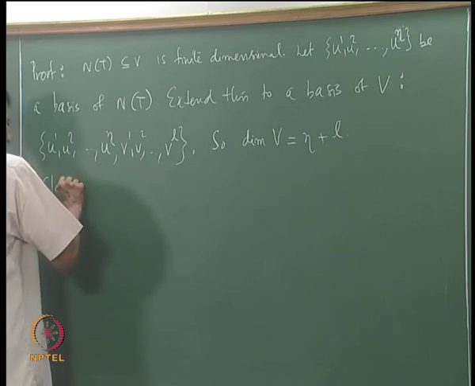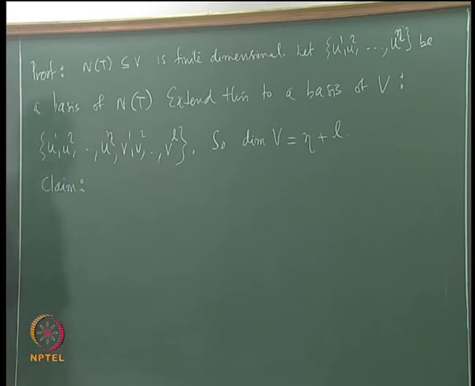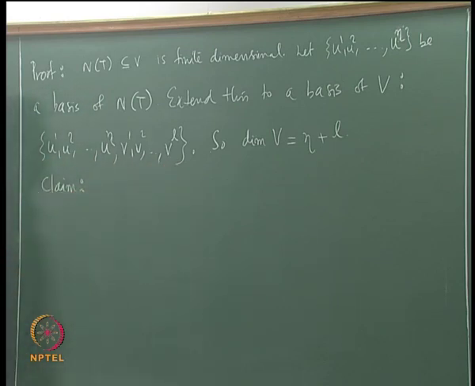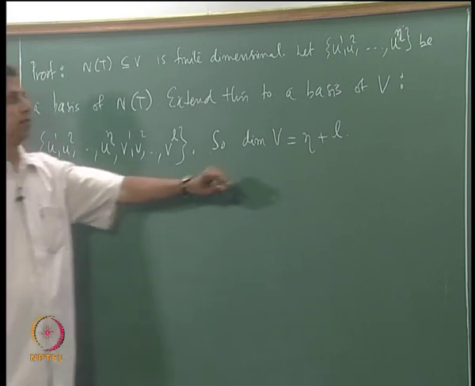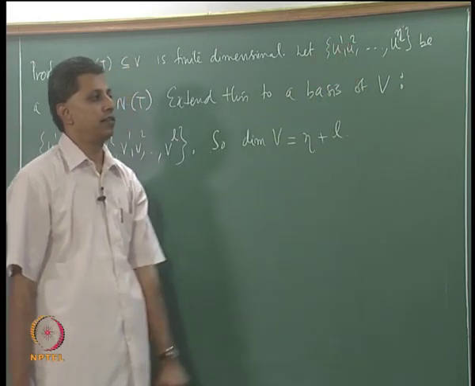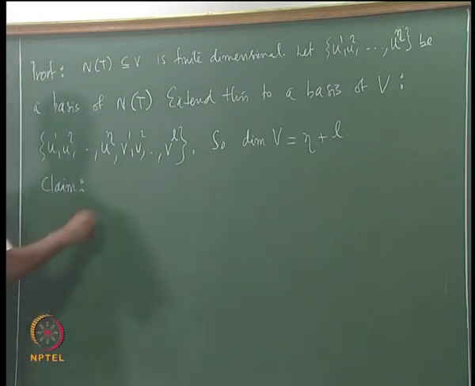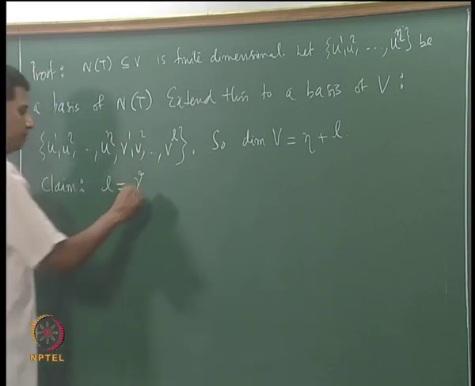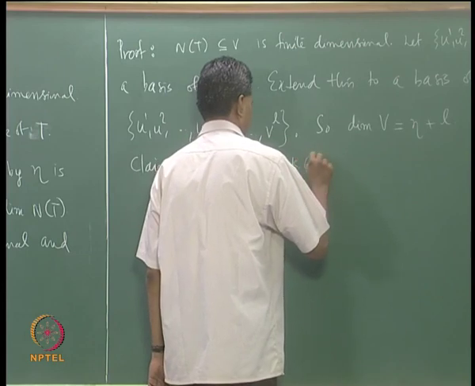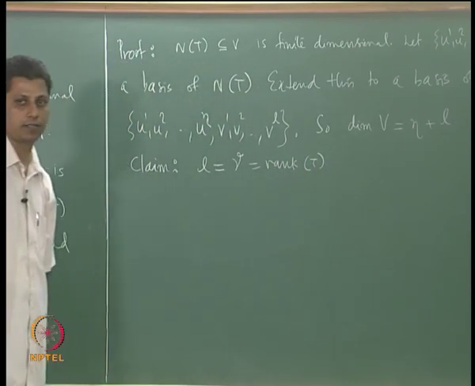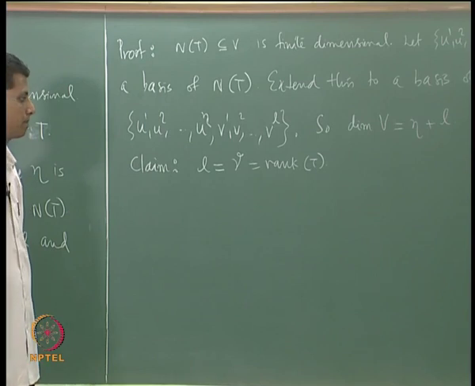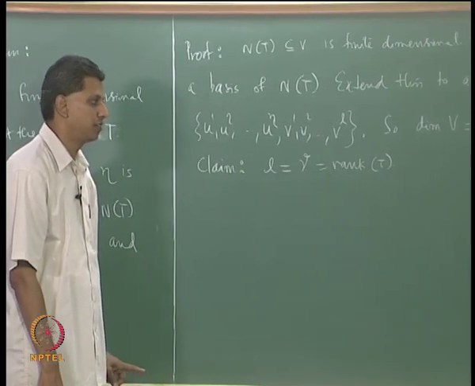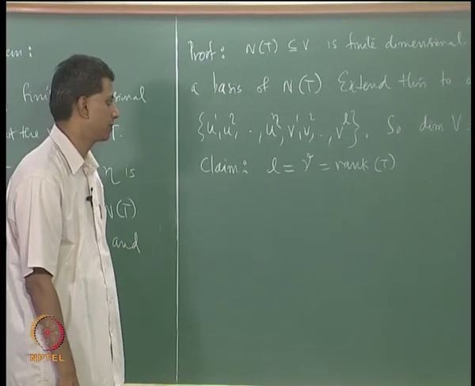So the claim is that L equals the rank. Clear? The dimension of V is eta plus L because of this being a basis. There are eta plus L vectors. Eta we started with, a basis for the null space of T, so eta is the nullity of T. We need to only show that L is equal to the rank of T, that is gamma, the dimension of the range space of T. So we must exhibit a basis of the range of T consisting of precisely L vectors.